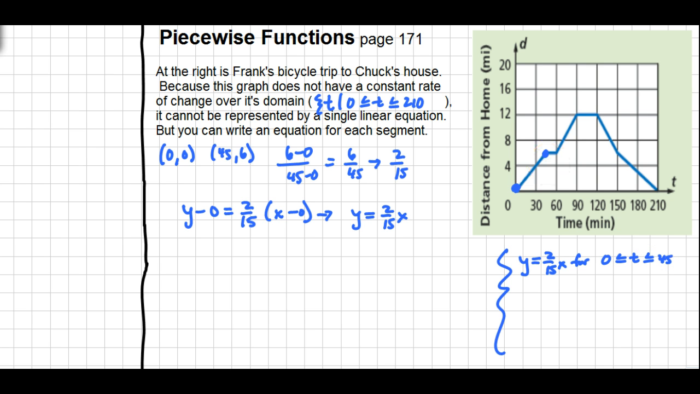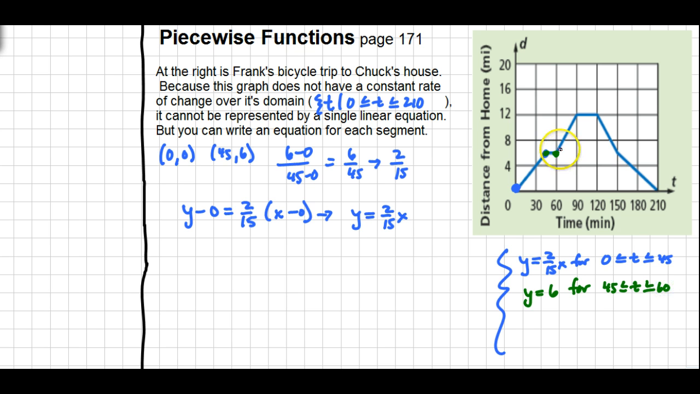Then I'm going to take the next piece, the next segment of the graph, and that is basically looking like a horizontal line. And so that horizontal line is right at 6. So the equation for that I know is just going to be y equals 6. But it's only y equals 6 in between the t values of 45 and 60. So now my domain goes from 45 to 60.